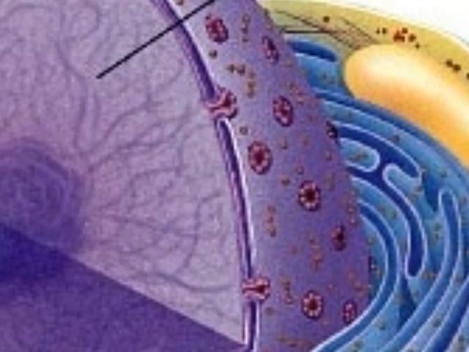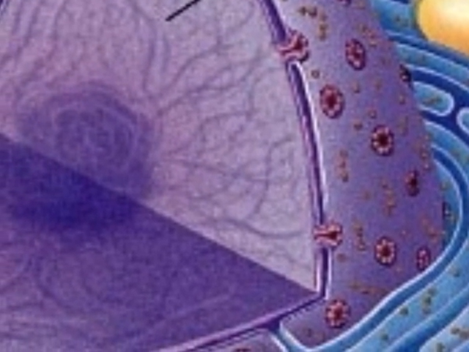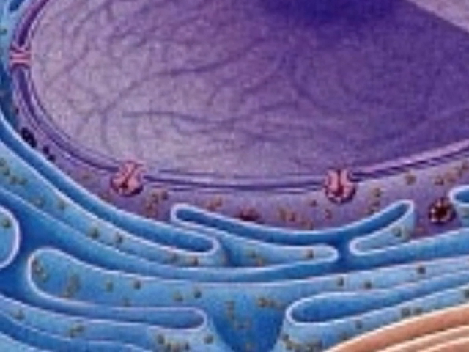Next up, rough endoplasmic reticulum. This sends protein to transport vesicles. It is also involved in membrane production through the production of vesicles. Its ribosome-studded surface is how it got its name, rough ER.